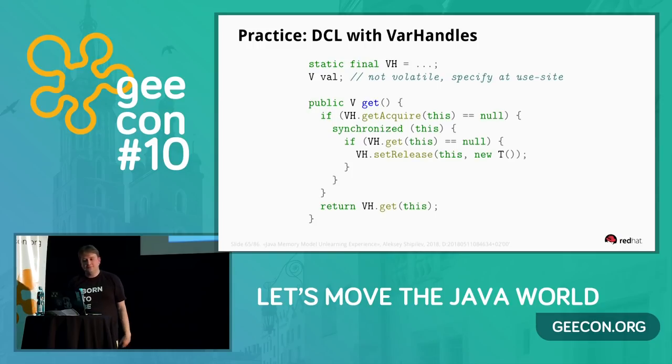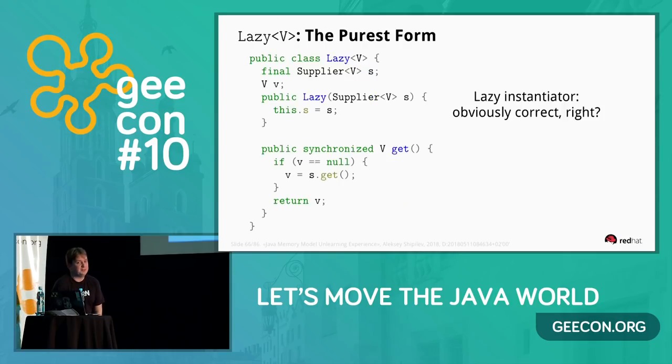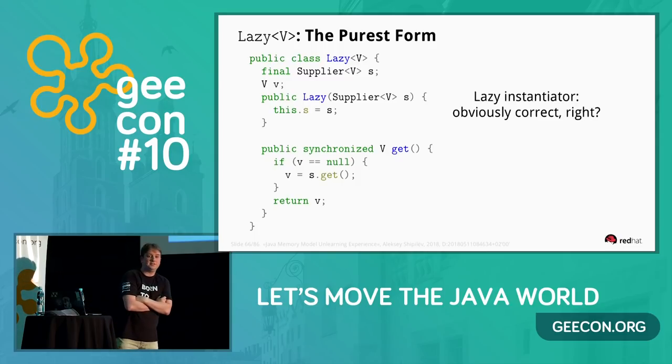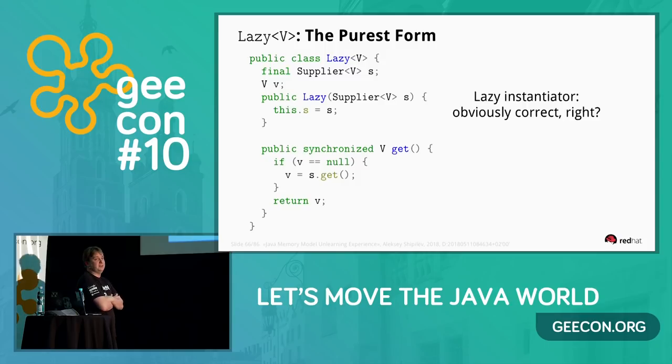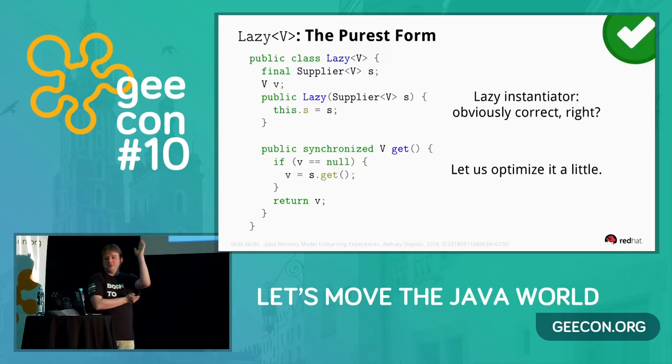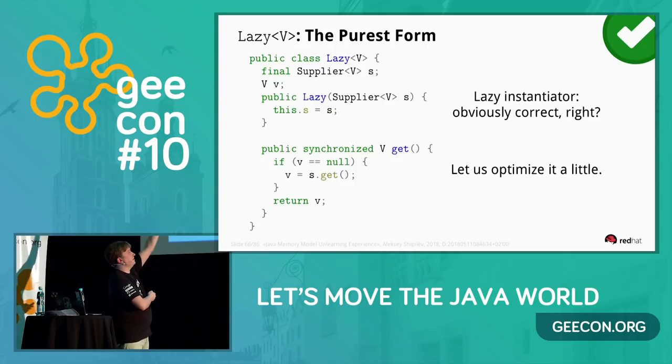But this is DCL. Let's do something a little bit more practical. Say it's a lazy val implementation. You pass the supplier to it, and you expect that multiple threads calling get will get the one and only value from that supplier. This obviously works, right? Who thinks it works? Oh, come on. It couldn't be the mistake in the very first example, right? So, yes, it does work. I mean, a synchronized method gives you everything with the cherry on top.